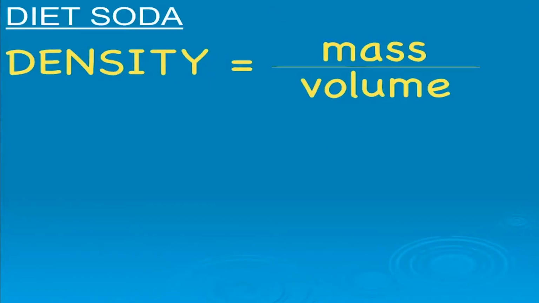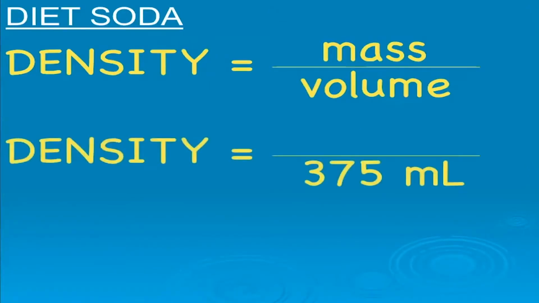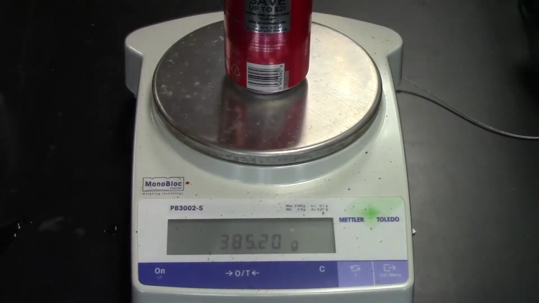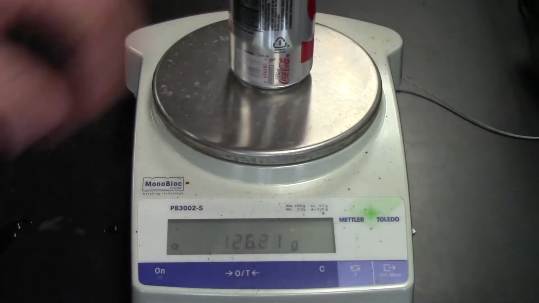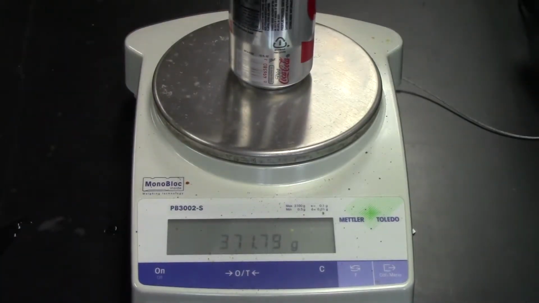Now we'll look at the diet soda, and it has the exact same volume as the regular soda. In fact, it's almost exactly the same. Let's measure its mass. It's 371.79 grams.